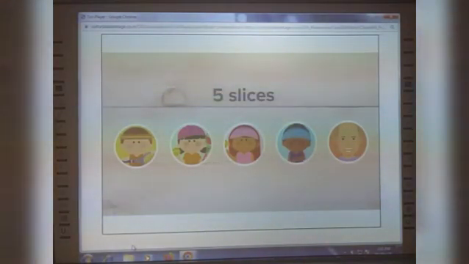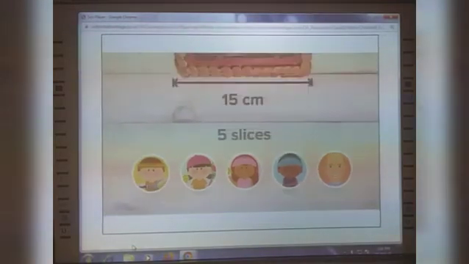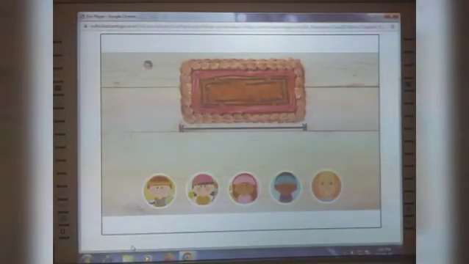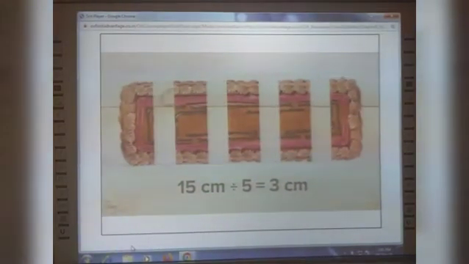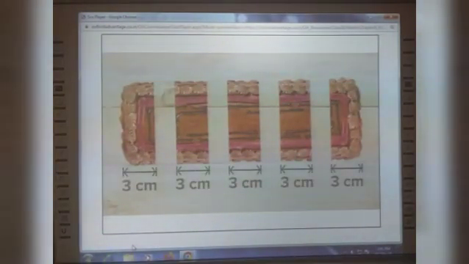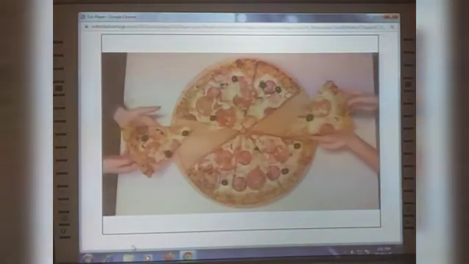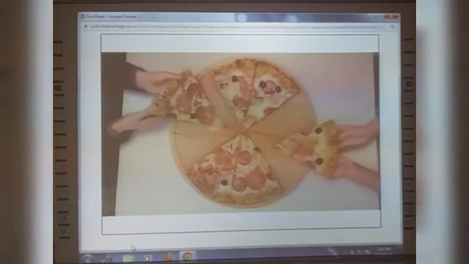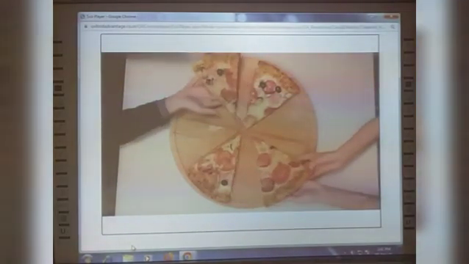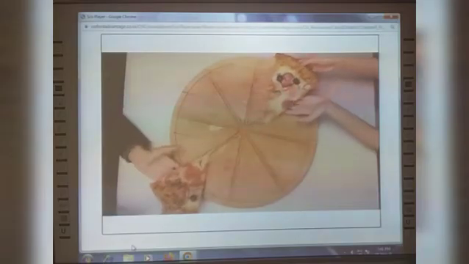If our cake is 15 centimeters long, we must then solve the number sentence. 15 divided by 5 subtractions and division can help us find a portion of a whole using simple number facts you've already learned. They can also help us share things fairly.